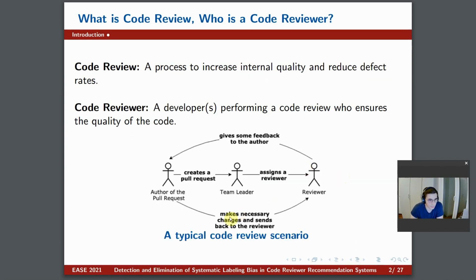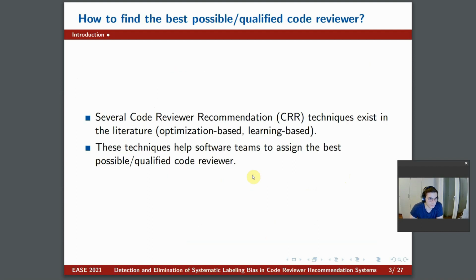And here's an example of a typical code review scenario. The author creates a pull request, and then the team leader, it doesn't necessarily need to be a team leader, it can also be someone else in the team, assigns a reviewer, and this reviewer gives some feedback to the author. According to this feedback, the author makes some changes and sends it back to the reviewer. This cycle continues until the reviewer is satisfied with the quality of the code.